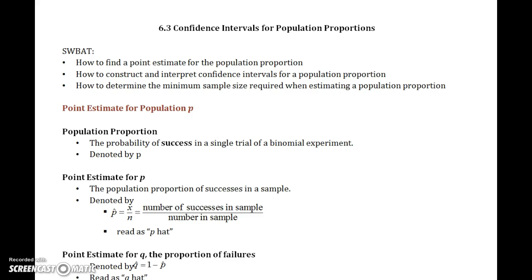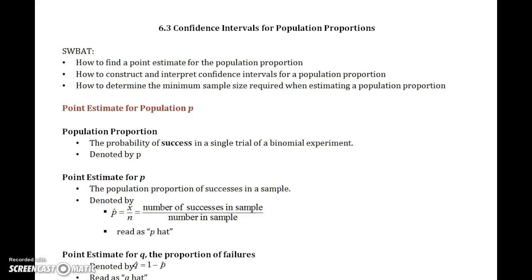We have SWABATs today. Part 1, find a point estimate for a population proportion. Part 2, construct and interpret confidence intervals for population proportions, and determine the minimum sample size required when estimating a population proportion. So the only really new thing here is the point estimate for population P.